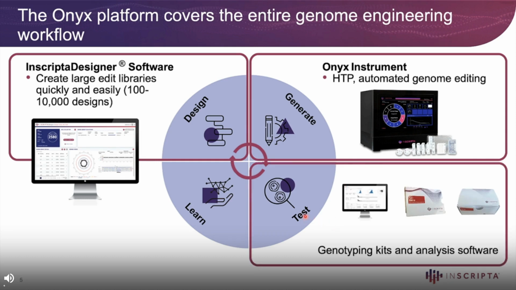Next would be the test phase. You would be able to perform a selection experiment or a screening experiment. And then with the genotyping kits and the analysis software, you would be able to look at which designs are actually present in your cell.